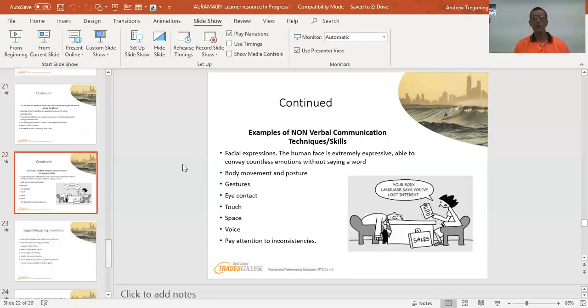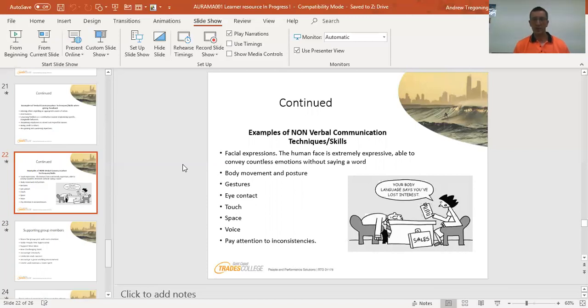Some examples of non-verbal communication. So, of course, we have verbal and non-verbal. Now, talking, of course, is verbal. Non-verbal could be and is things like facial expressions, a smile or a frown. The human face is extremely expressive and able to convey countless emotions without even saying one word.